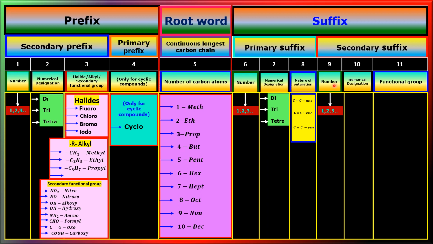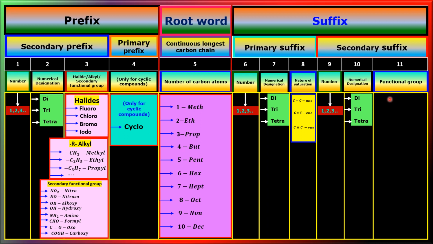The number here tells about the carbon atoms to which functional groups are attached, that is, the number of the carbon atom to which the functional group is attached. Next, numerical designation. When the same functional group is repeated twice, thrice, etc., it is denoted by numerical designations di, tri, tetra, etc.